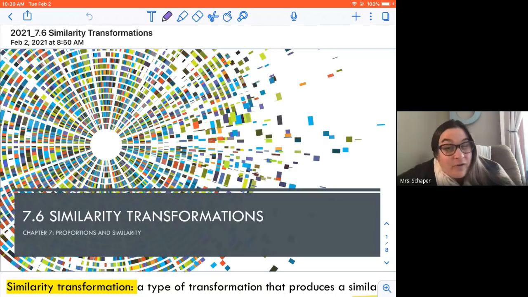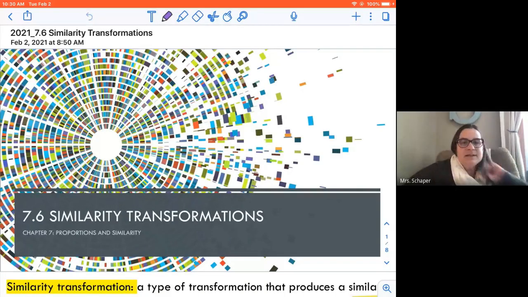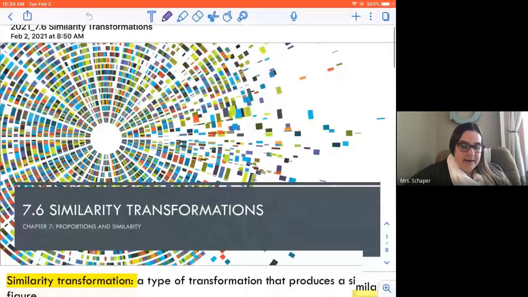You can tell my voice is probably a little bit louder in these because my kids actually woke up. All right, here we go. Similarity transformations. I was trying to be super quiet on the first one so I wouldn't wake them up. All right, here we go.